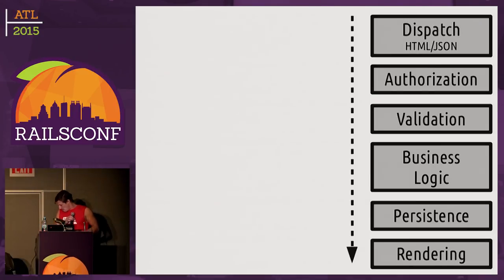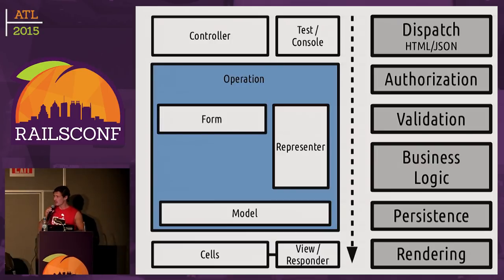So in Trailblazer, we got the following layering. Now it is clearly visible which layer is responsible for which task. What we do in Trailblazer is we introduce operations. Operations are your business logic. And an operation is not a monolithic beast. An operation internally uses forms for validation and deserialization. You use representers. You run your manual business logic in an operation. And operations also have access to models. But controllers only access operations, and views only access operations and models. So there is a clear layering in Trailblazer, which layer is supposed to do what.